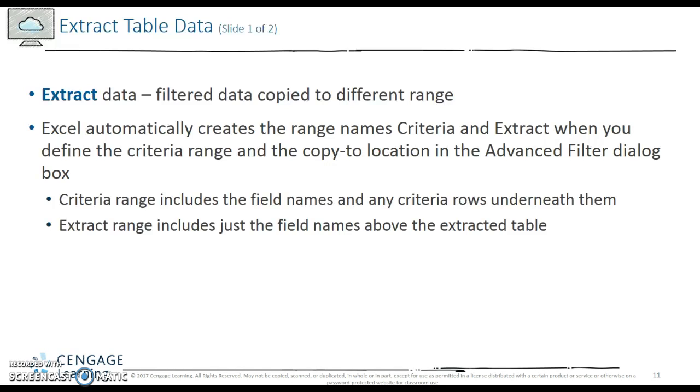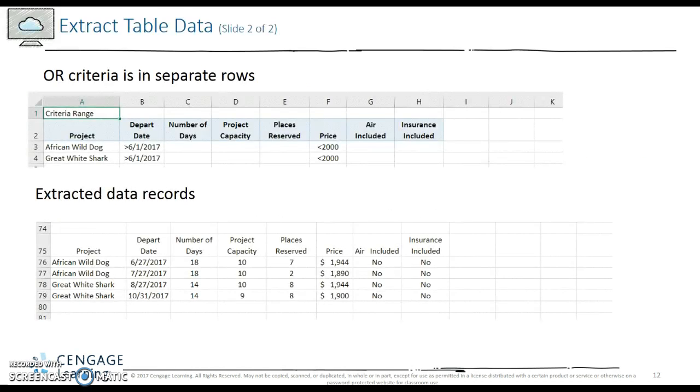You can extract data, or filter data and copy it into a different range. Excel can automatically create the range names, the criteria, and extract when you define the criteria range and copy it to a location. The criteria range includes the field names and any criteria rows underneath them. An extract range just includes the field names above the extracted table. And this will make more sense as you go through your assignments in Module 8. An OR criteria is in separate rows, and you can extract data records.